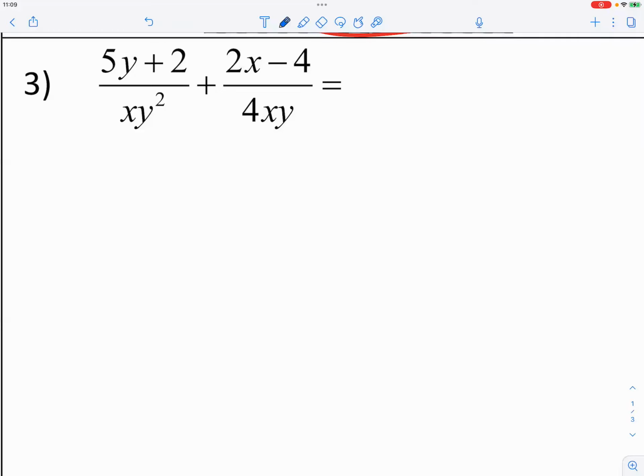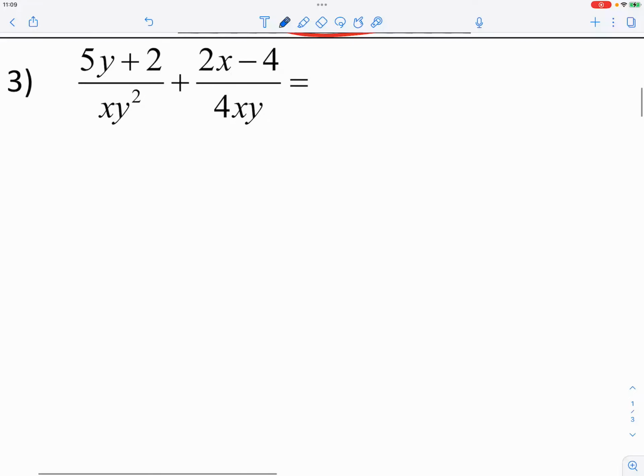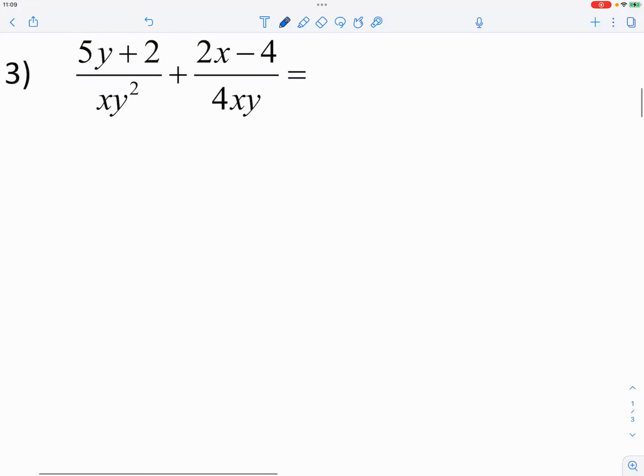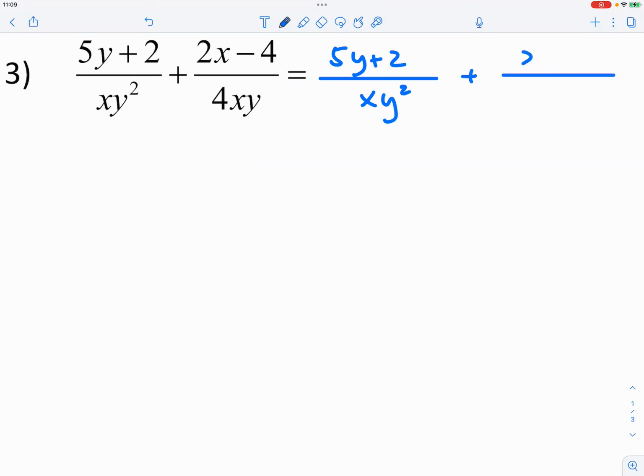All right, for number three, we have, again, two fractions here. They do not have a common denominator, and we are adding them together, so we need to have a common denominator. So let's go ahead and take a look at what we need. Okay, so for the first fraction, you have xy squared as your denominator. All right, and then for the second fraction, you have 4xy.